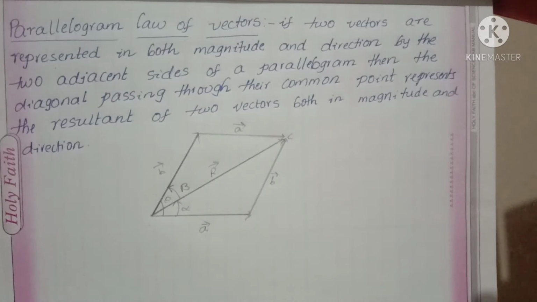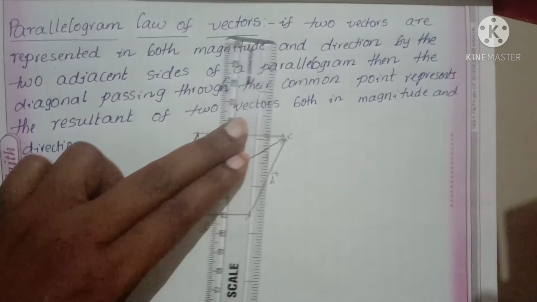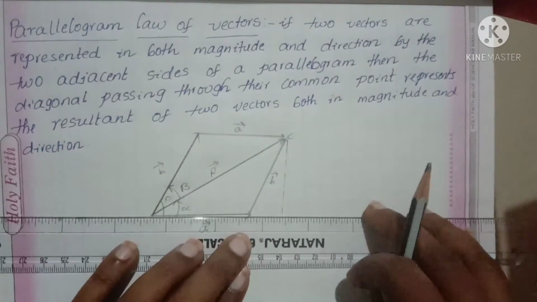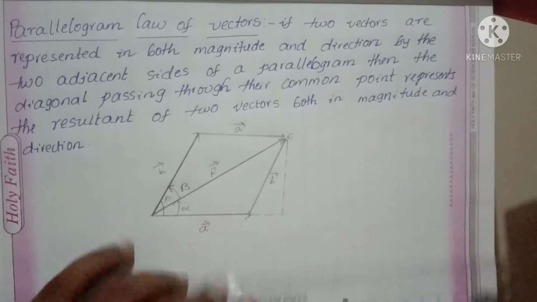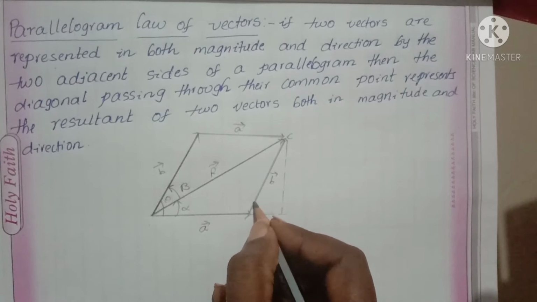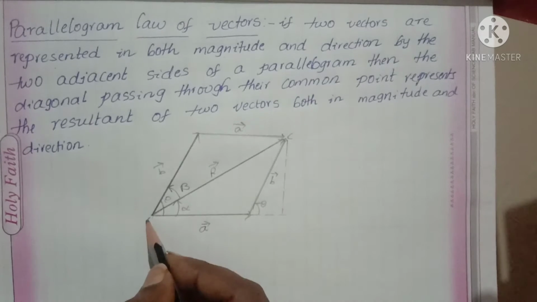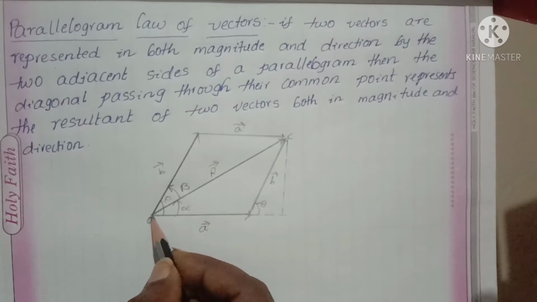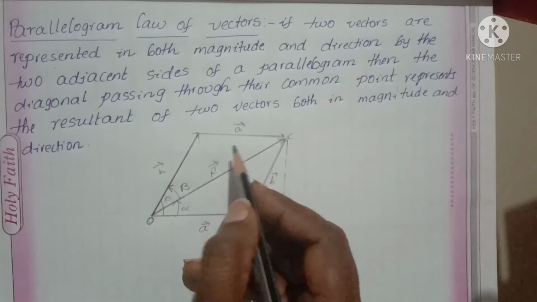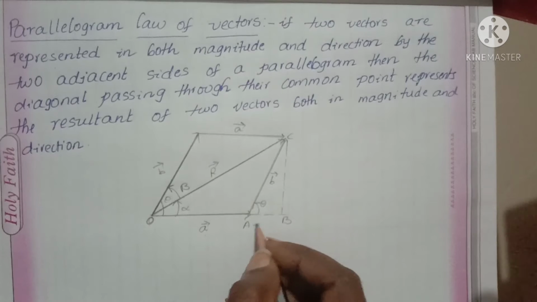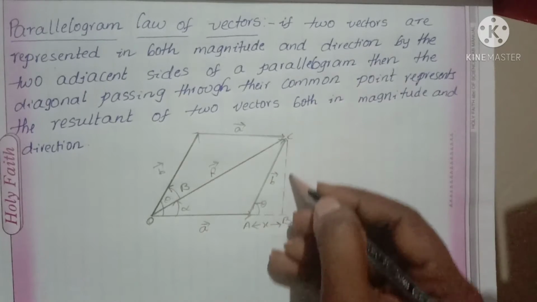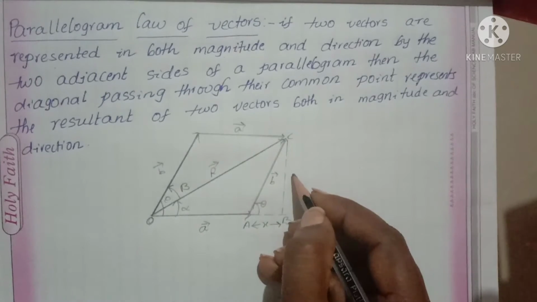Now here we have to draw one perpendicular line from C, and we have to extend this one. The angle between these two we can take as theta. So this is our origin point O, this is A, and here B, this is C. Now the distance between A and B is x, and the height C to B we can represent with y.